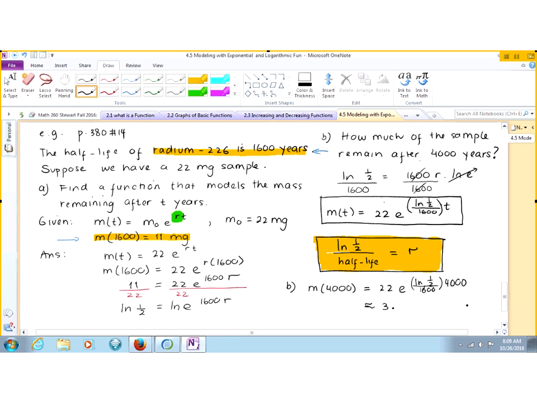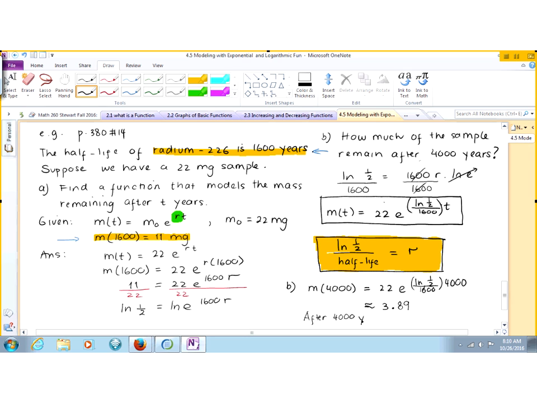So 22 times e to the ln 0.5 divided by 1600 times 4000. What is your answer? Come on, try it using your calculator. 3.889. Yes, that's right, 3.89. So after 4,000 years, we still have 3.89 milligrams.